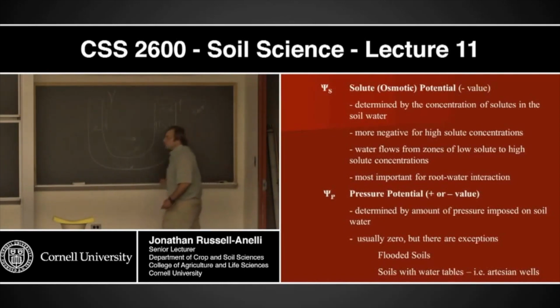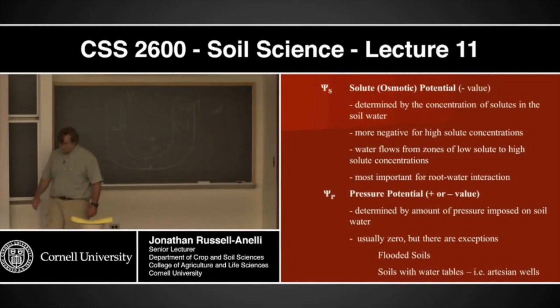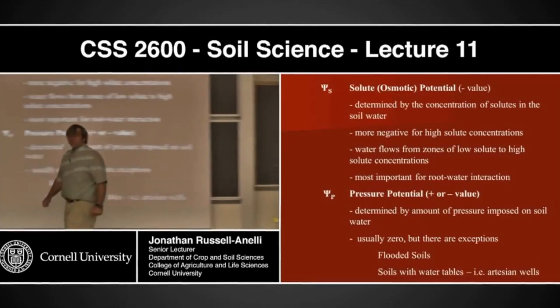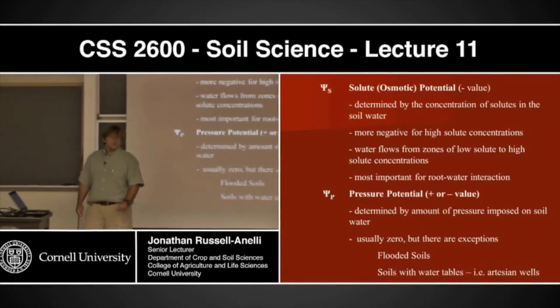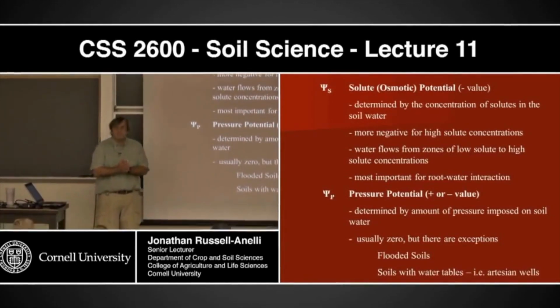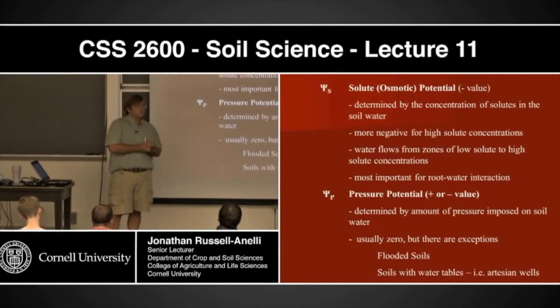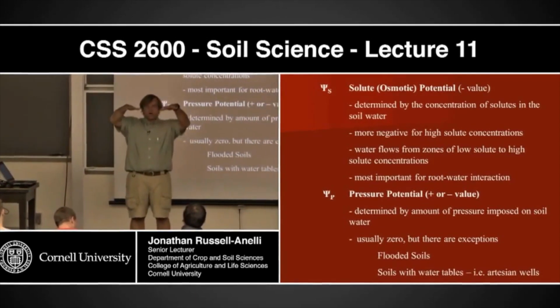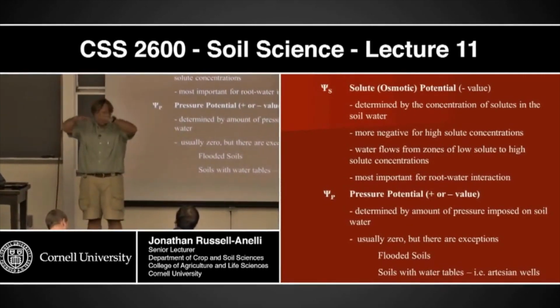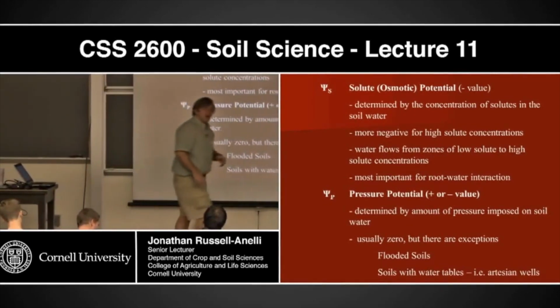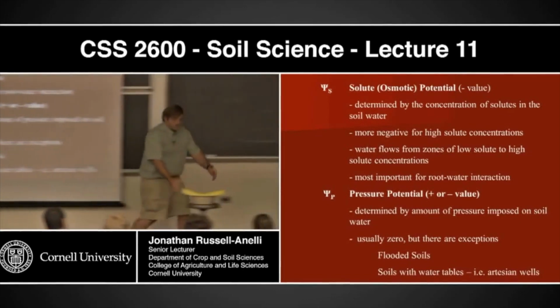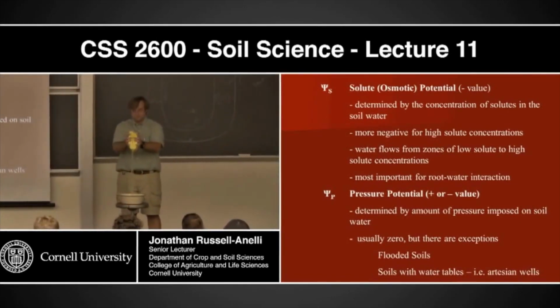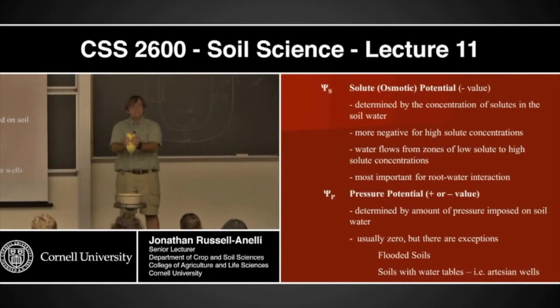The last one that you should know about is the pressure potential. This one can be positive or negative. Has anybody heard of artesian effects? Artesian waters? Okay, basically it's a pressure gradient. If I have water, and I pressurize this end of it, what's going to happen? It's going to flow out of the system, right?